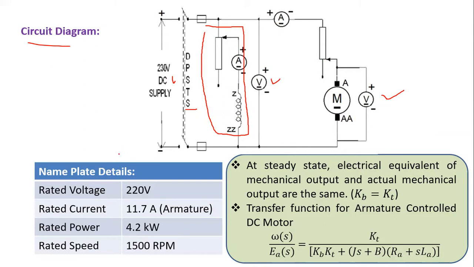And coming to the nameplate details, the rated values of the motor. Rated voltage is 220 volts. The rated current of the DC shunt machine is 11.7 amperes, and rated power is 4.2 kilowatts. Rated speed is 1500 RPM.